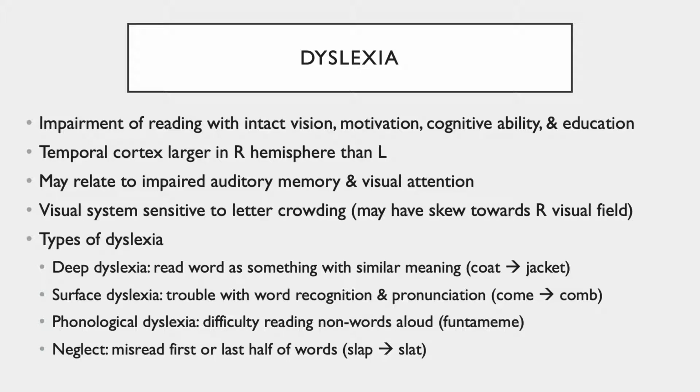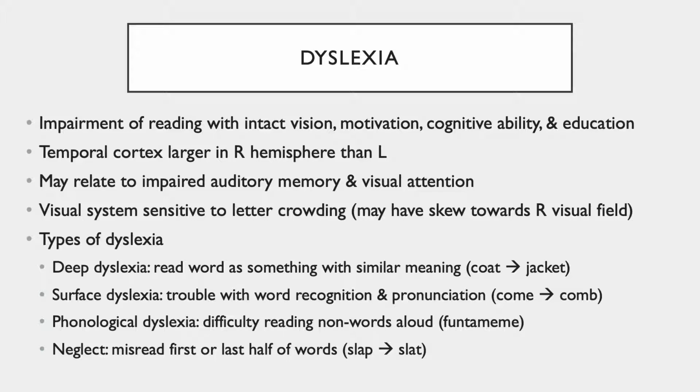There are numerous types of dyslexia, and your book divides them into dysphonetic and diseidetic. Dysphonetic refers to trouble sounding out, whereas diseidetic refers to an individual who can sound it out but doesn't recognize sight words. It is possible to have both forms. In terms of specific types of dyslexia, deep dyslexia is when an individual reads a word as something with a similar meaning. For example, instead of reading the word coat, they might read jacket. Deep dyslexia refers to difficulty with semantics, the actual meaning of words.